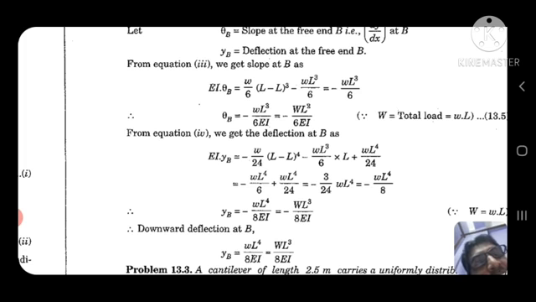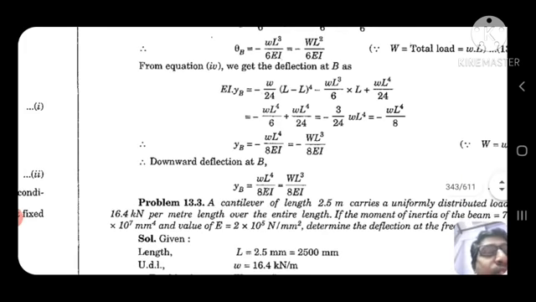So EI yb is equal to minus W by 24 (L minus L) to the power 4 minus WL cube by 6 into L plus WL to the power 4 by 24. So yb is equal to minus WL to the power 4 by 8EI. Therefore, the downward deflection at B, yb, is equal to WL to the power 4 by 8EI.